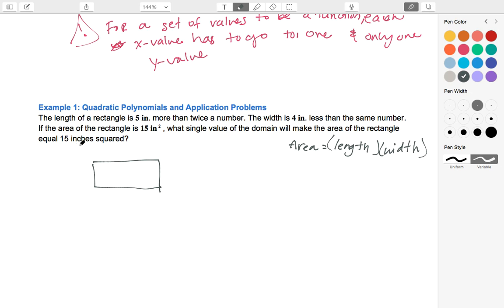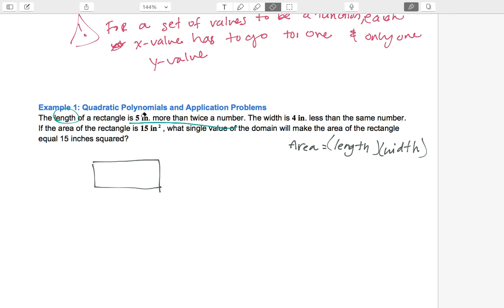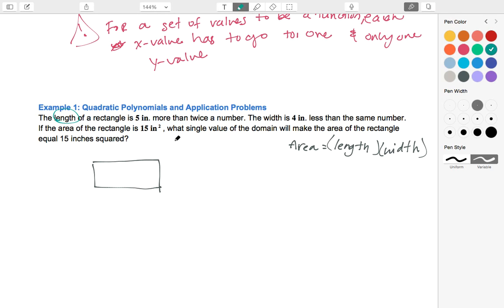Okay, so then what do I know about the length? The length of the rectangle is 15 inches more than twice a number. So that tells me that we have some number that we don't know, an unknown. So I'm going to call that x. And then it's twice that number x, so that means 2 of x.